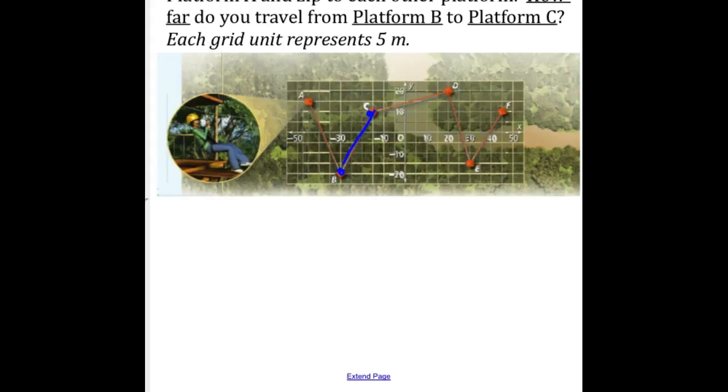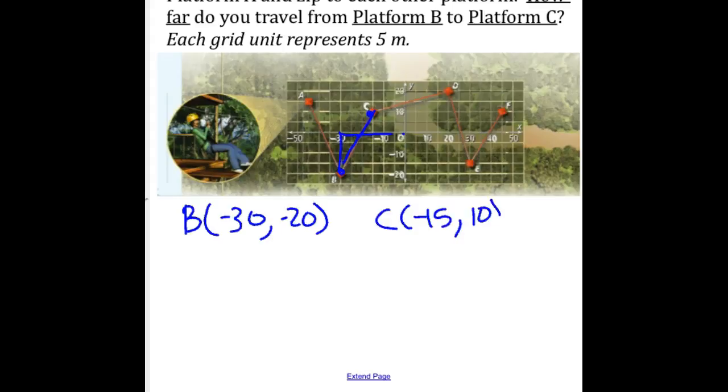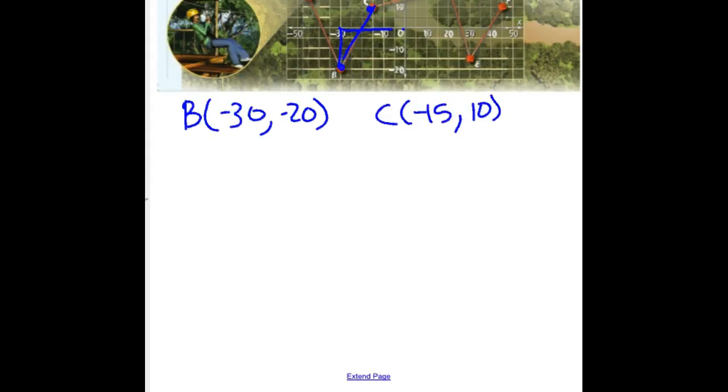So what we want to start off with is actually finding the coordinates for both B and C. So B, let's take a look at that. Here is your origin. It goes back -30 and it goes down -20. We want to do the same thing for C, find its coordinates. It's going to go back -15 and up 10. Now all we do is plug those into our distance formula. So I actually want you guys to practice doing that on your own. So pause the video here and practice plugging that in and check your work with mine when you're done.